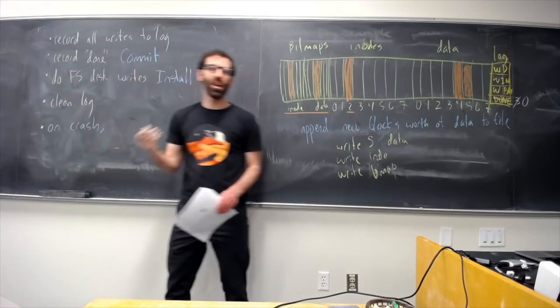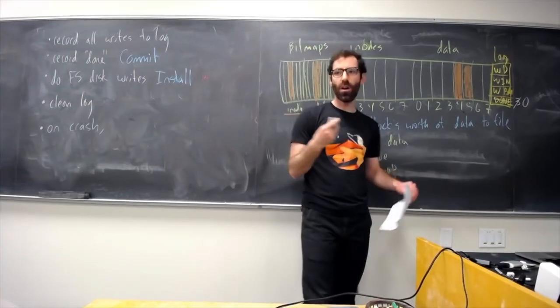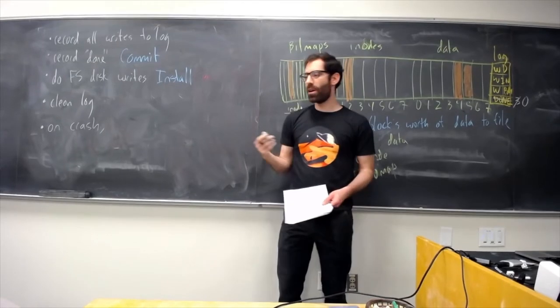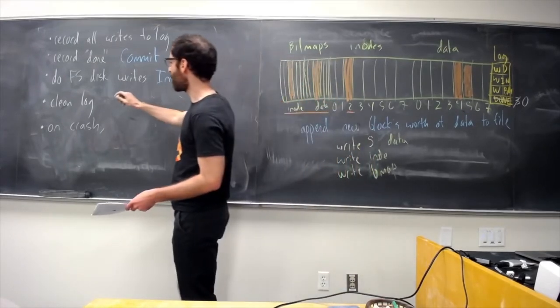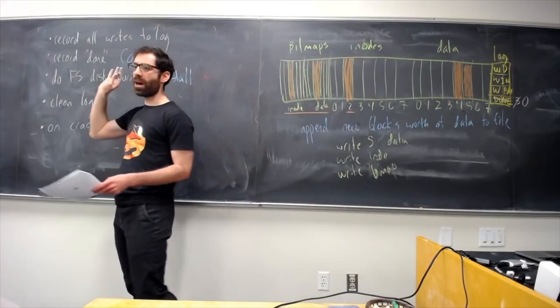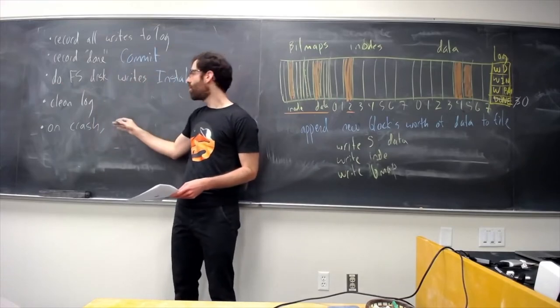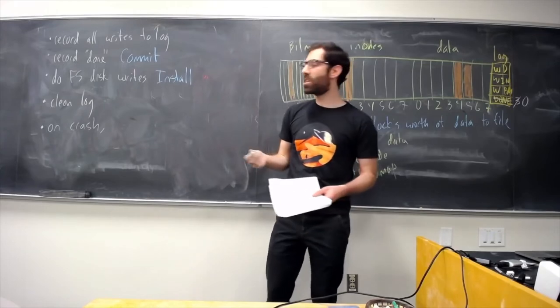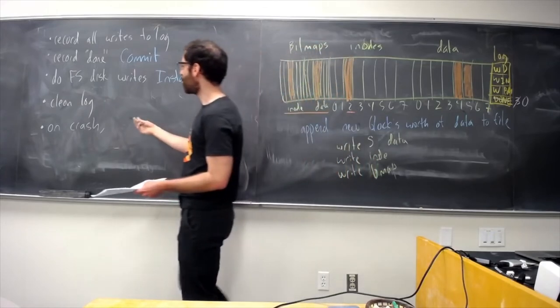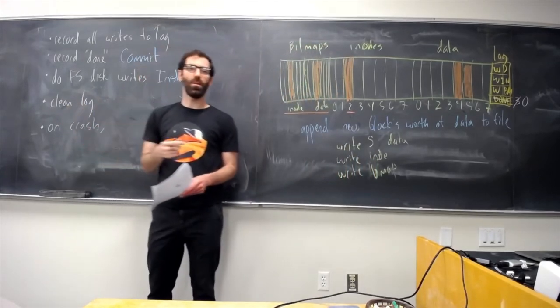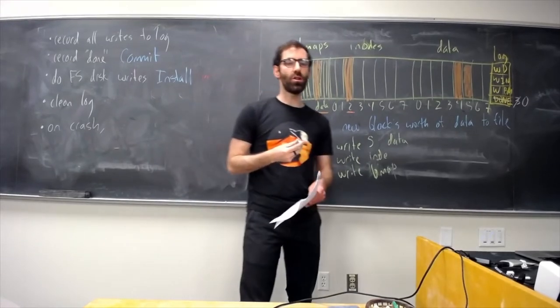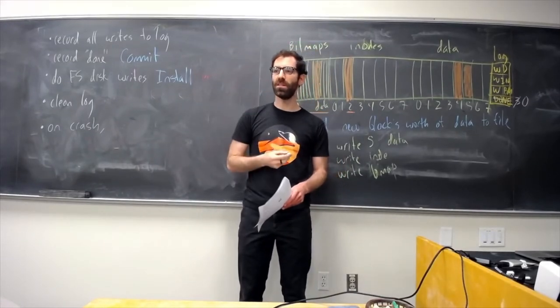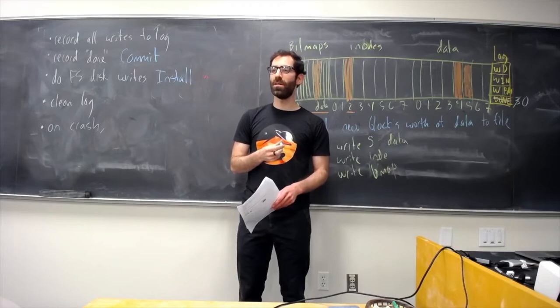On crash, how would we know if there are things that might not have made it to disk? Right, there was a crash, the system might be inconsistent, and we want to recover from it by making sure everything that should be on disk is actually good. We rerun everything in the log, then it'll be good.